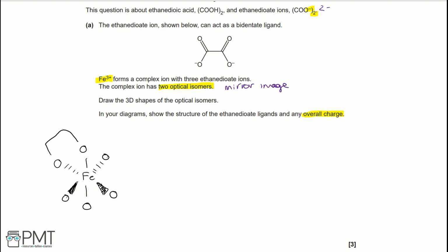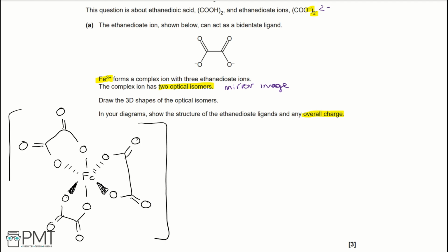So to start, we could have the ligand on the left and then go around the shape to complete it, making sure that when we draw our optical isomer, we have the mirror image. Next, we need to work out the overall charge, so square brackets, and we have Fe3+, and then 3 ligands with a 2 minus charge. Therefore, the overall charge would be 3 minus.